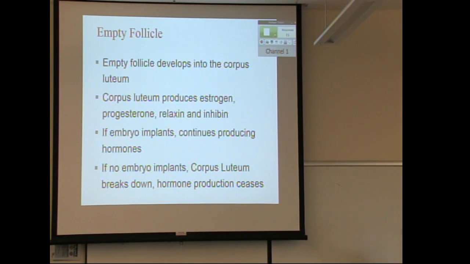All right, something very important happens to the empty follicle. It doesn't just totally go away. It still has an important function to do. And it turns into the corpus luteum, and that's a structure that makes a whole lot of hormones. So it makes high levels of estrogen, progesterone, relaxin, and inhibin as well.